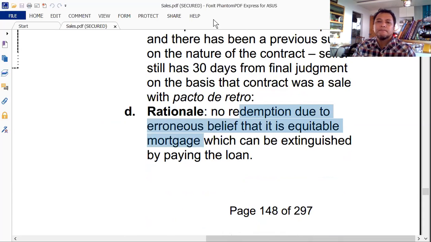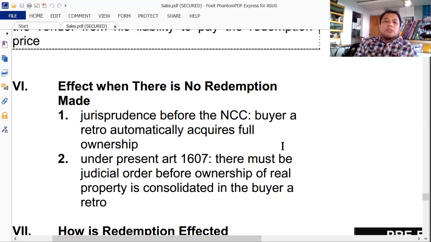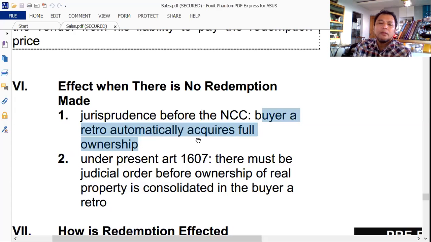Okay, now what are the effects when there's no redemption made by the seller? Before the new Civil Code, the Supreme Court in its jurisprudence stated that the buyer a retro automatically acquires full ownership. This is no longer applicable because if the buyer a retro automatically acquires full ownership, then that is tantamount to pactum commissorium, which has been discussed earlier. It is prohibited, no?